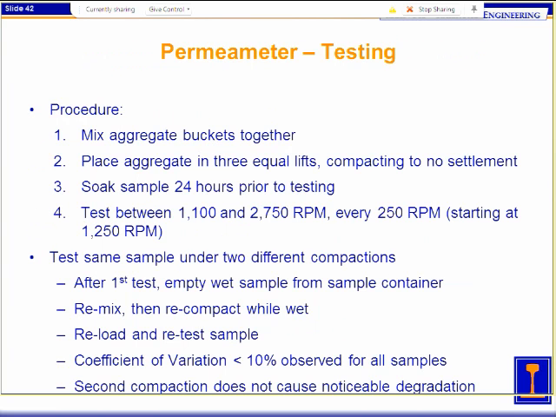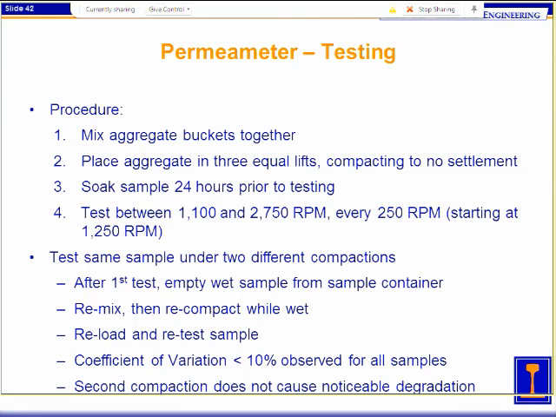So really quick, the testing, I'm not going to go too much into this, but your basic procedure: you're mixing about 200 pounds worth of aggregate together first. Since we've got it stored in buckets, we mix it together first. We place the aggregate in three equal lifts, compacting to no settlement. Then we soak the sample for 24 hours to get all the air voids out.